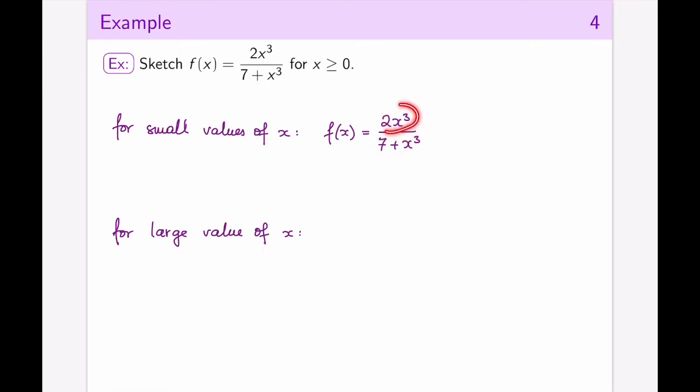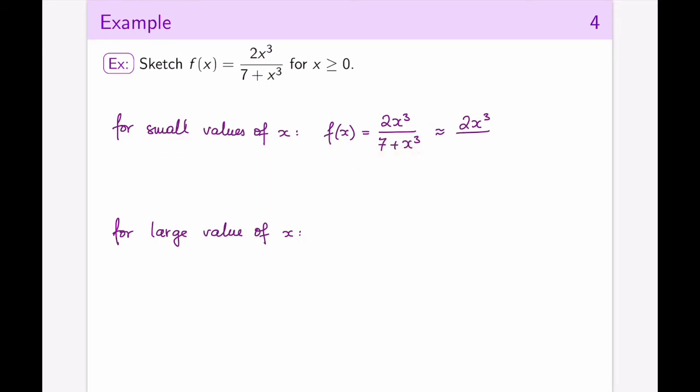So I have to stick to the term that I have. So this will remain as is. On the bottom, however, I have two terms, a constant and a cubic term. And I have to figure out which one of these will dominate for small values of x.